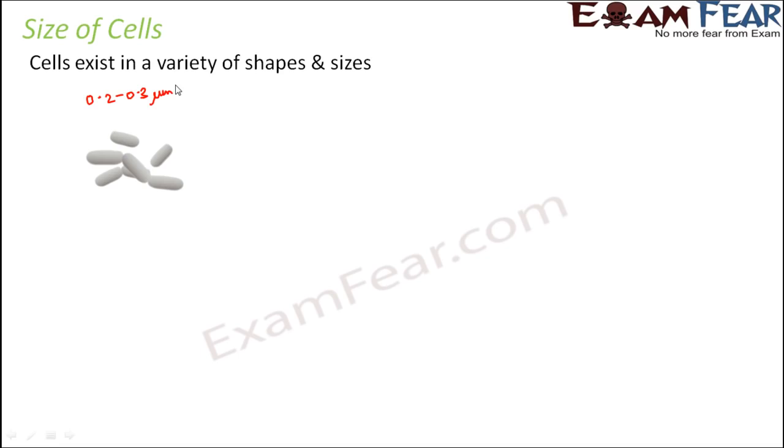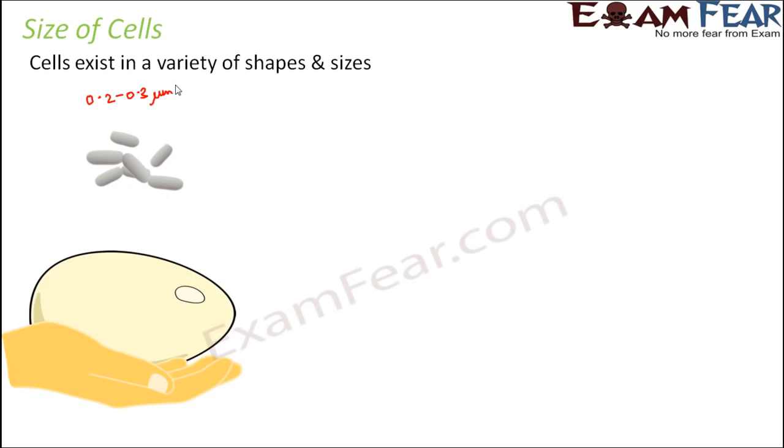Again, on the other hand, when you talk about big sizes, it can be as big as the egg of an ostrich. You will be surprised to know that the egg of an ostrich is the largest isolated single cell. So you can imagine how big it is when you compare it with your palm. Normally when you take an egg in your hand, it is going to be very small. But here you see it is almost covering your entire palm. It is that big.